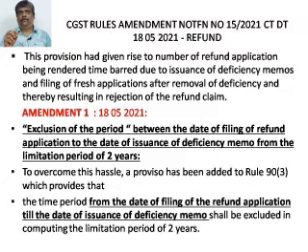Finally, this has resulted in rejection of the refund claim. To overcome this issue faced by the assessee, CBIC added a proviso to Rule 90, Sub-Rule 3. That is, the time period from the date of filing of the refund application till the date of issuance of deficiency memo shall be excluded in computing the limitation period of 2 years.